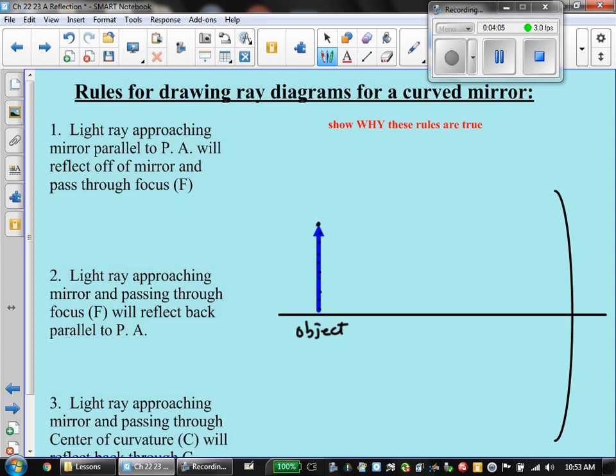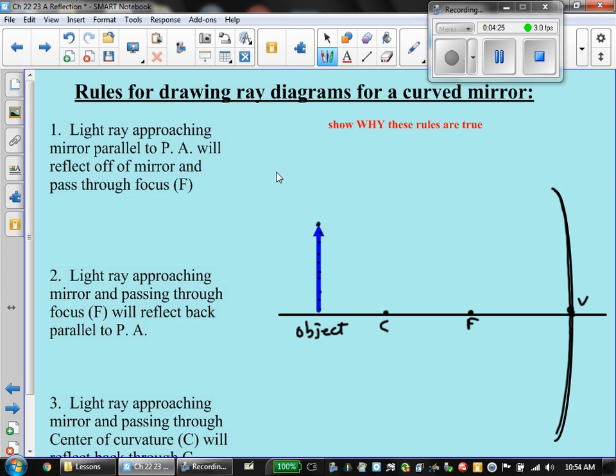So, for example, let's say here's my curved mirror. Here's my vertex over here in this point. I'm going to pick a point over here and call this the focus. And out here someplace, and I'm just doing one example, this might be the point C. So the focus is a certain distance out from the mirror, and C is twice that distance.